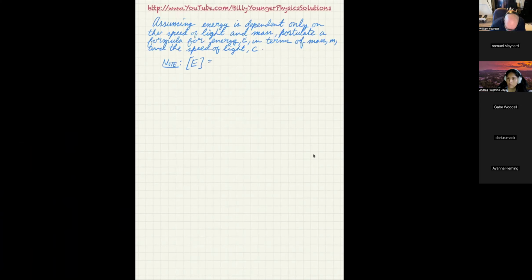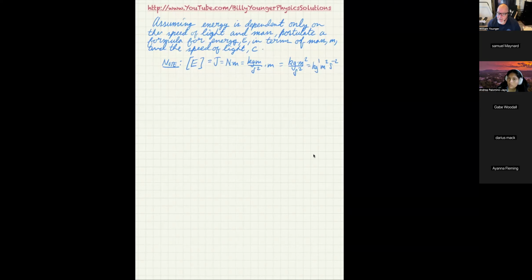The unit for energy is technically the joule, and a joule is a Newton meter, and a Newton is a kilogram times a meter per second squared. And then, of course, that's times a meter. So you can see that the units for the energy are kilograms meters squared divided by second squared, which you can also write as kilograms to the 1 power, meters to the 2 power, and seconds to the negative 2 power.